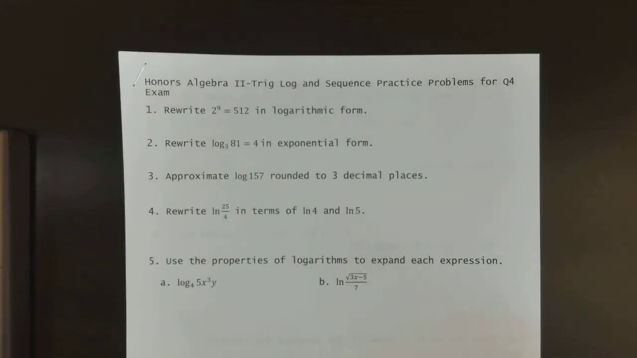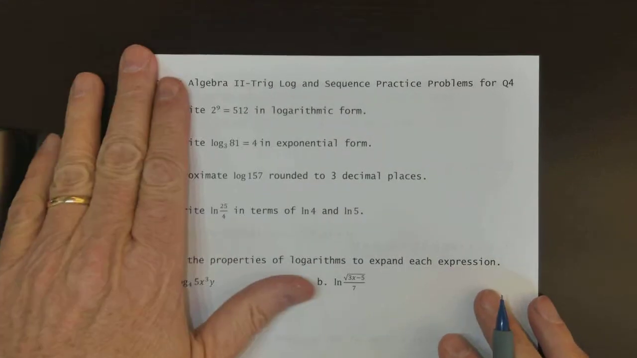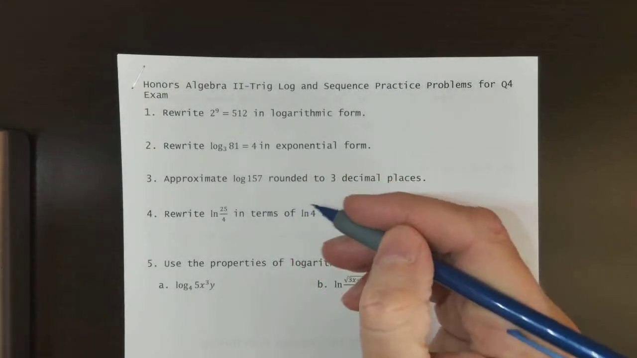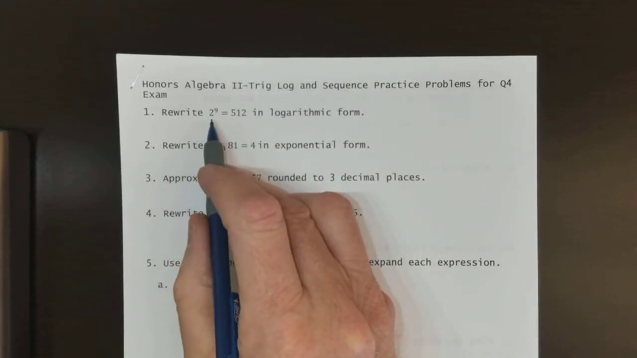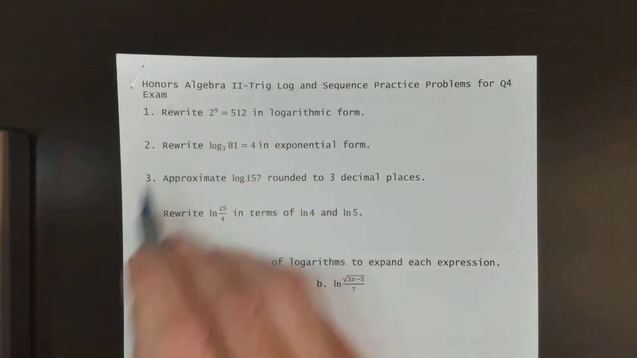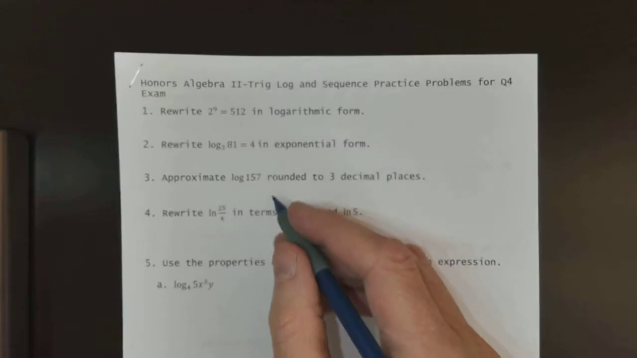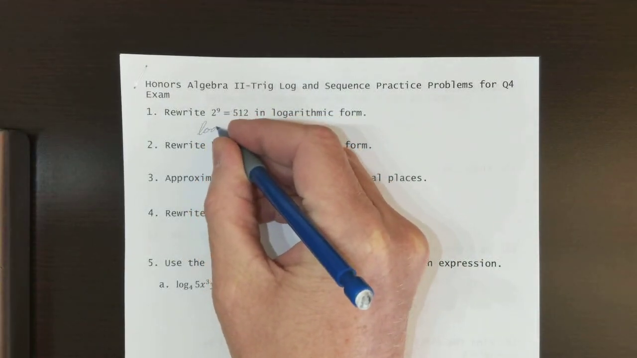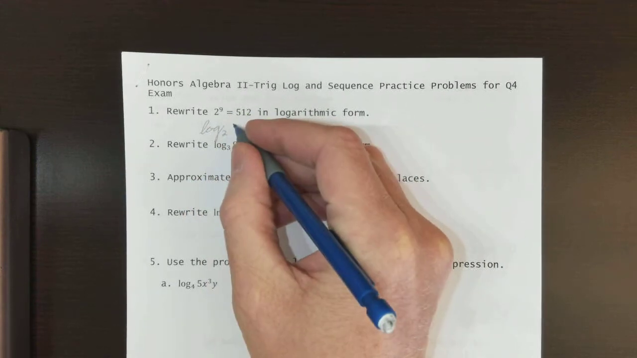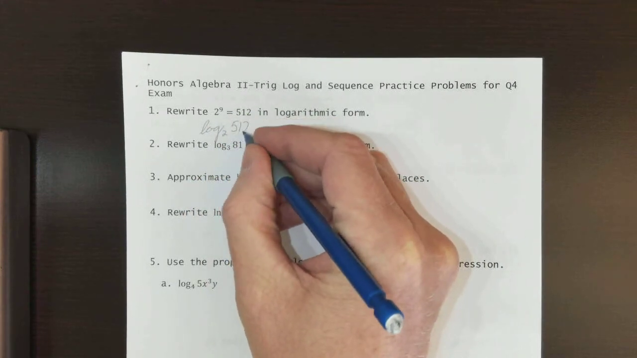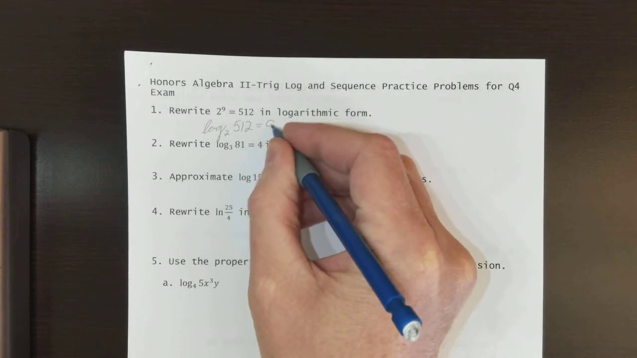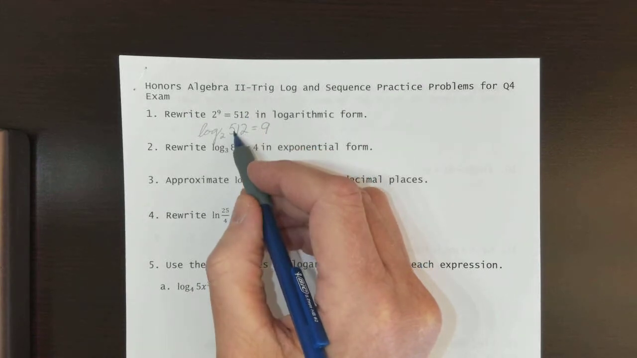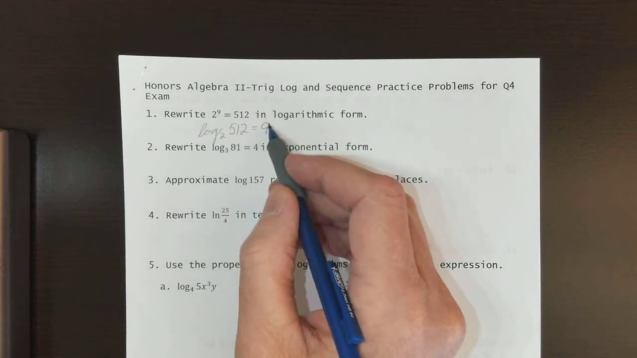Well, hi everyone. Let's go through some of these practice problems for our quarter 4 exam. Rewrite 2 to the 9th equals 512 in logarithmic form. That's going to be log base 2 of 512 is equal to 9. Remember the base here, what you're taking the log of. The answer to a logarithm is the exponent.